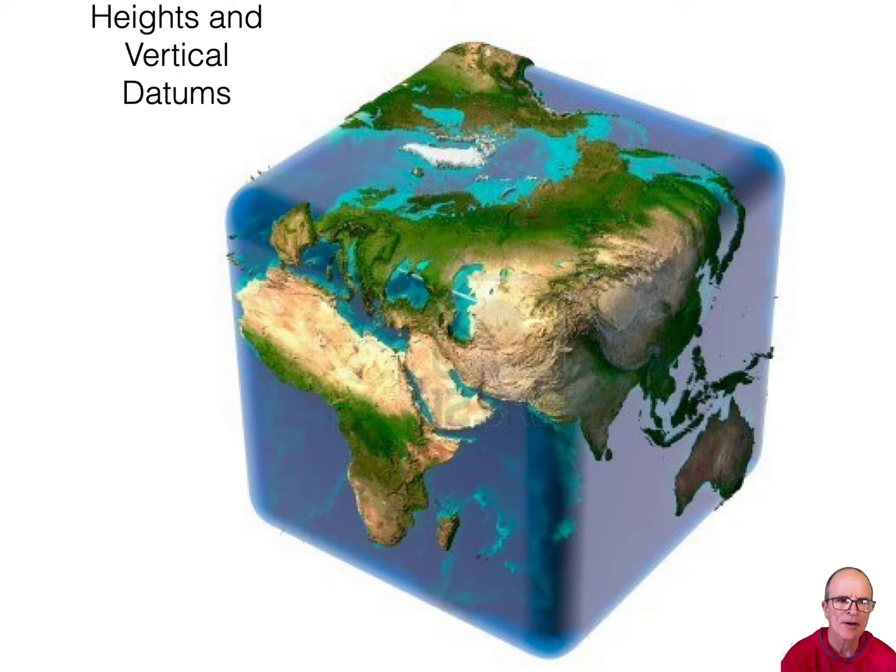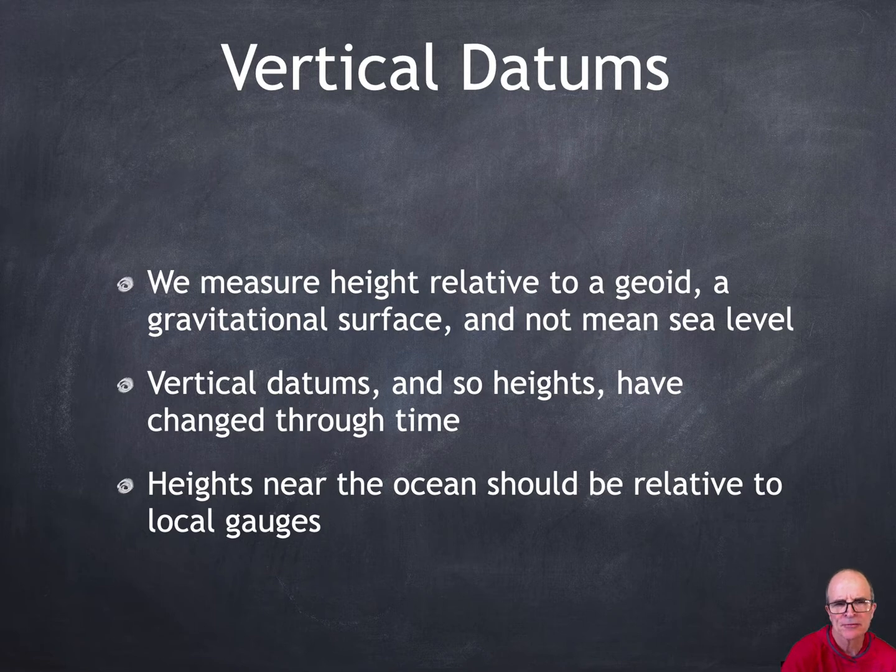So now I'd like to talk about heights in vertical datums, because they're parallel to but modified in concert with the horizontal datums. Vertical datums are a standard surface against which we measure heights above or below a standard surface. We measure them relative to a geoid.